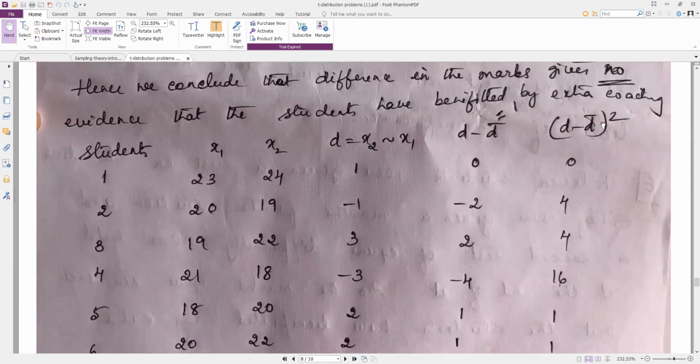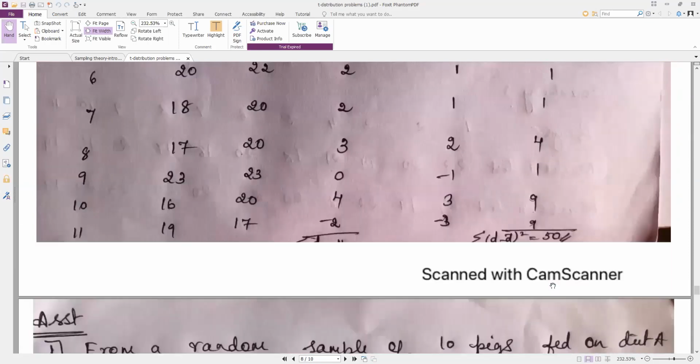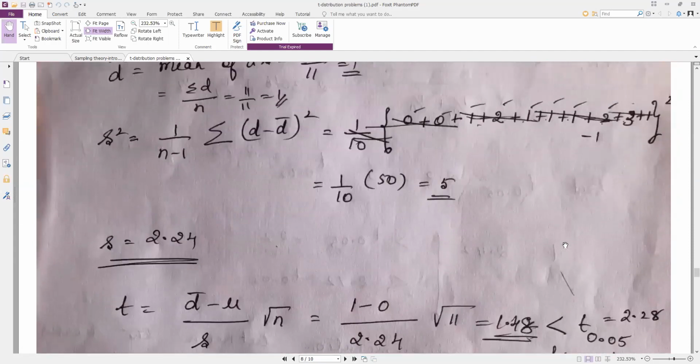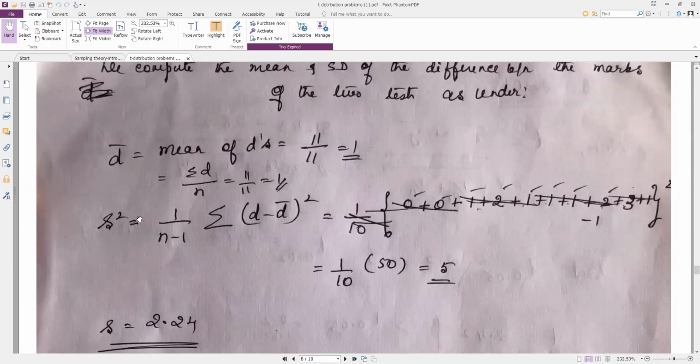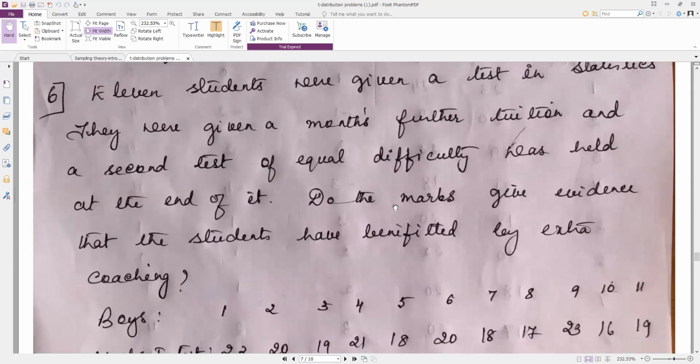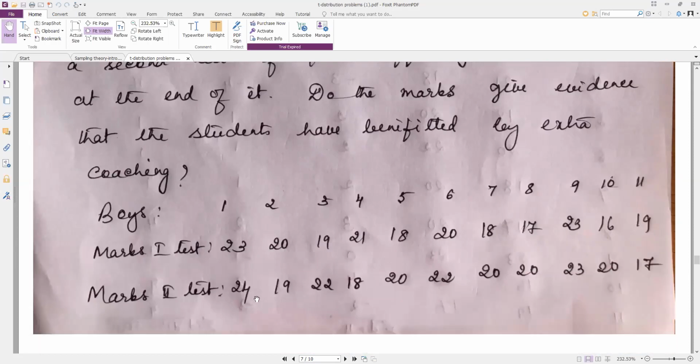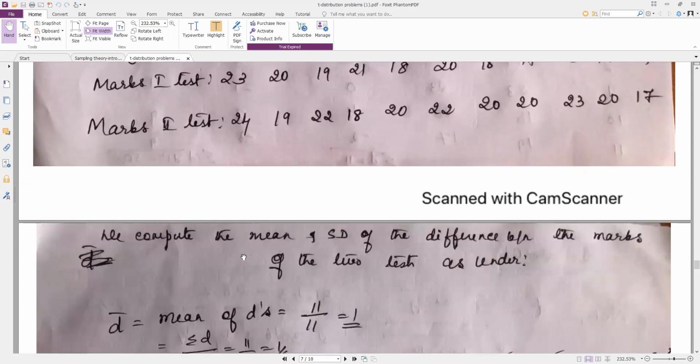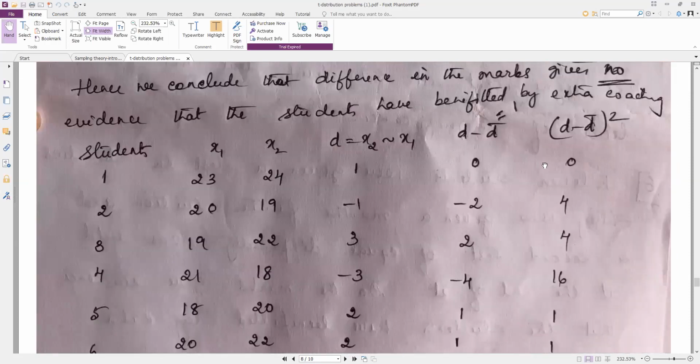Then D minus D bar whole square will be this. Then calculate summation D minus D bar whole square, which is equal to 50. Now calculate the standard deviation. What is the formula for standard deviation? 1 by n minus 1 summation. It is not xi minus x bar. Why is it not xi minus x bar? We are interested in the difference in the marks, correct? So calculate the difference in the marks.